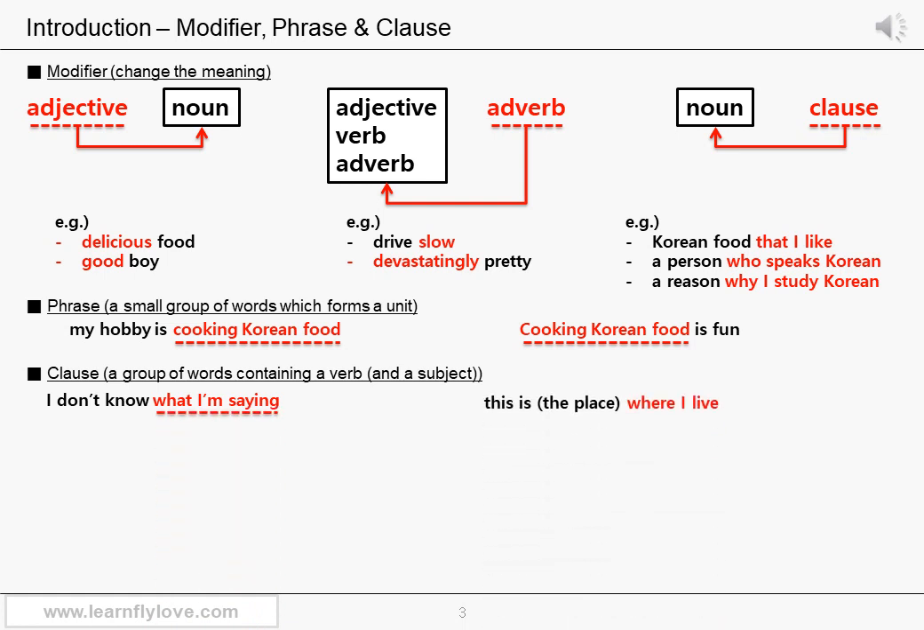This is where I live. When I'm sleepy, I sleep. I know that you ate my pie. We're gonna learn how to say where I live, when I'm sleepy, and that you ate my pie part in Korean. Okay, let's learn all these red colored parts in this lesson.